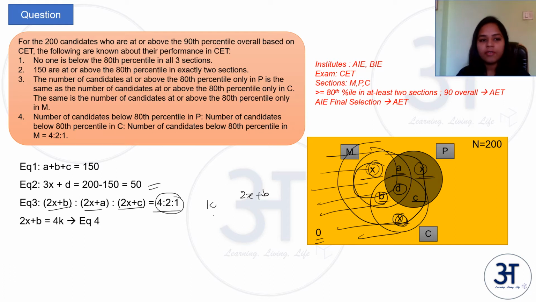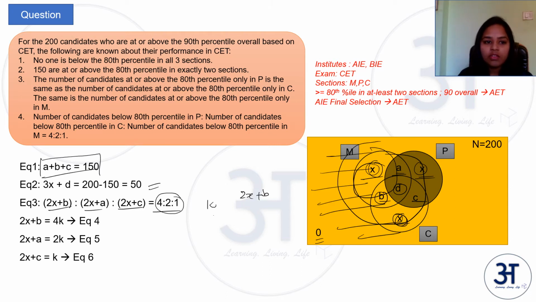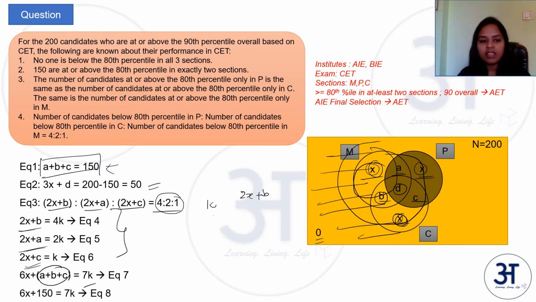In that case, we'll have 2x plus b as 4k, 2x plus a as 2k, and 2x plus c as k. And here we know a plus b plus c is equal to 150. To use this in this set of ratios, the only way is by adding these three: 2x plus b plus 2x plus a plus 2x plus c. If you add the LHS, that is 6x plus a plus b plus c, which equals the RHS, 7k. And we know that a plus b plus c is 150, so 6x plus 150 is equal to 7k.